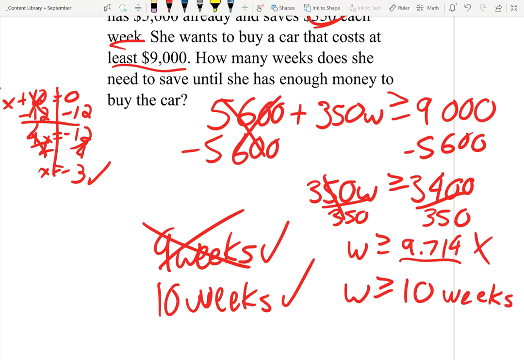So the 10th week is the week that I can buy the car because I'll have at least $9,000, or I could save up more money after that. But 10 weeks is when I can start to look at cars to buy if I want to buy a car that costs at least $9,000.